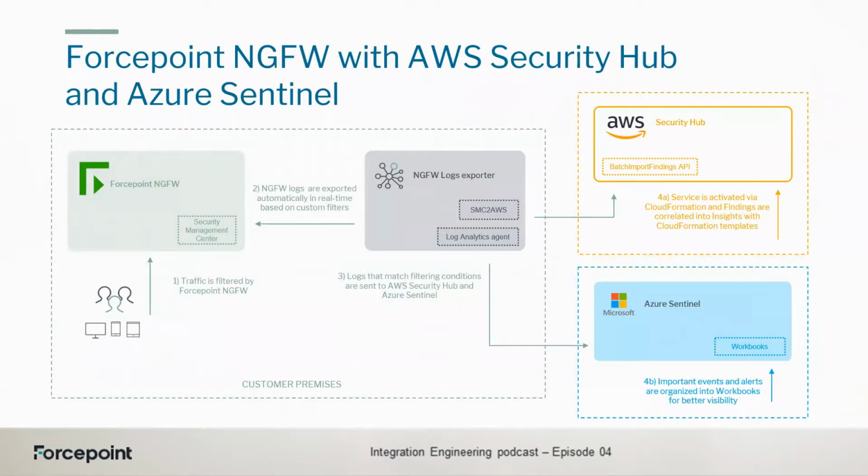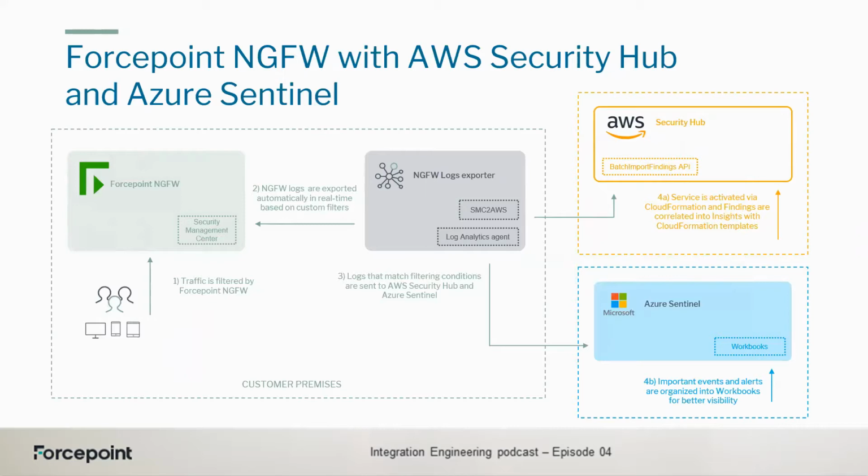Forcepoint Next-Generation Firewall with AWS Security Hub and Azure Sentinel. This POC enables customers of Forcepoint Next-Generation Firewall to export selected logs and send them in real time either to AWS Security Hub, Azure Sentinel or both.